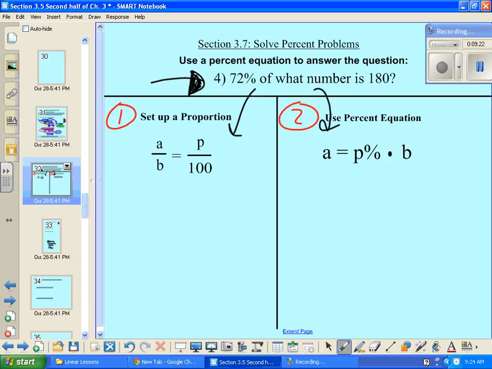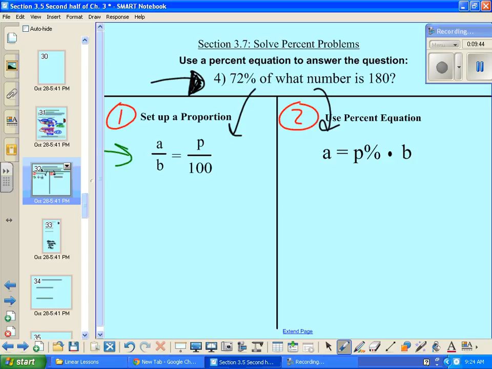And again, today when we're in this lesson, I want the students to use the percent equation method. But after today, they can use whatever method they're more comfortable in. But here's just an example to show that regardless, we are going to get the same answer, no matter which method we use. Okay.